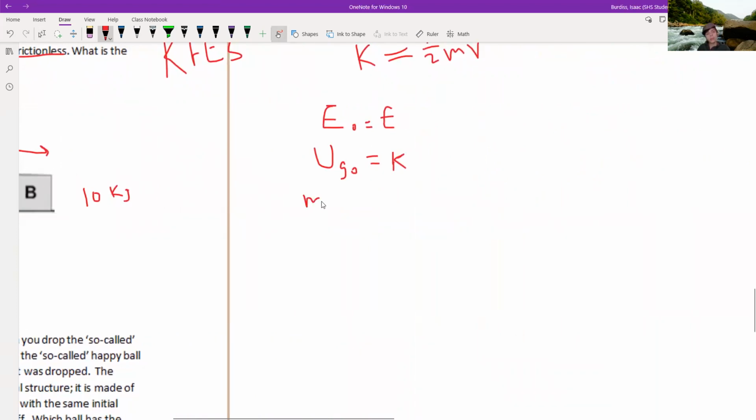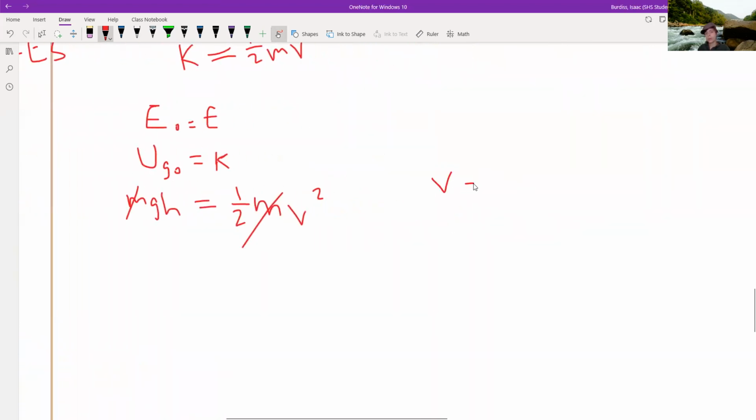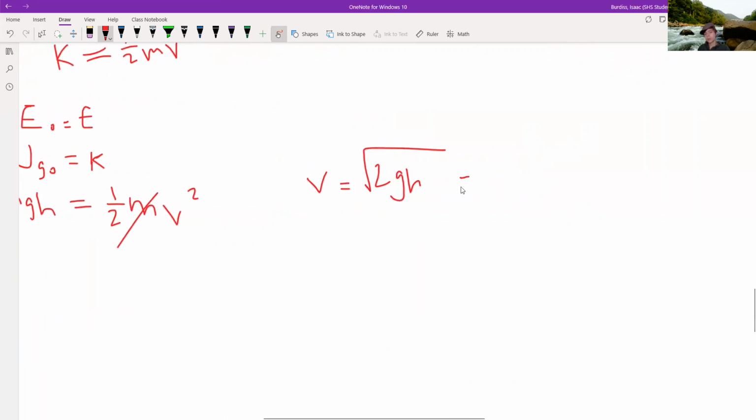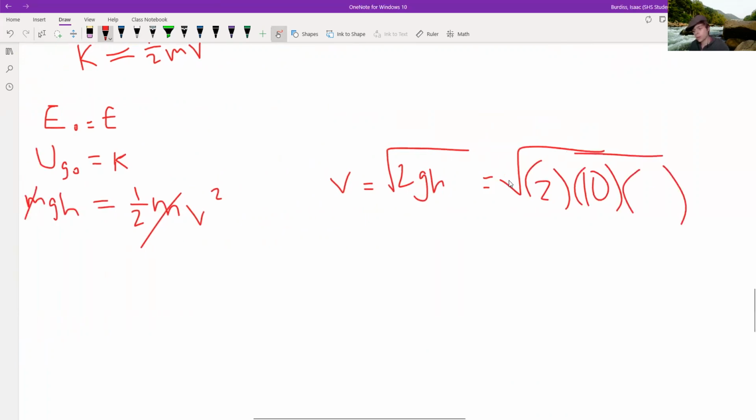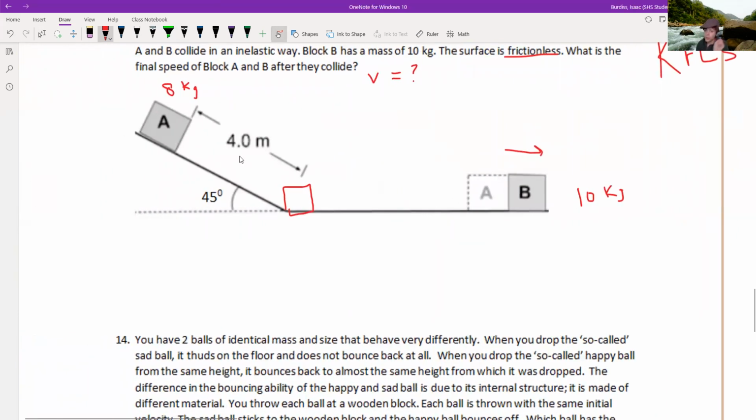So the potential energy equals mgh, and kinetic energy, well, we're just trying to find the velocity. If you rearrange that in terms of v, the m's would cancel out and you would get the square root of 2gh. So if we're trying to find that, all right, 2, g is 10. Now what's h? Don't you dare say 4.